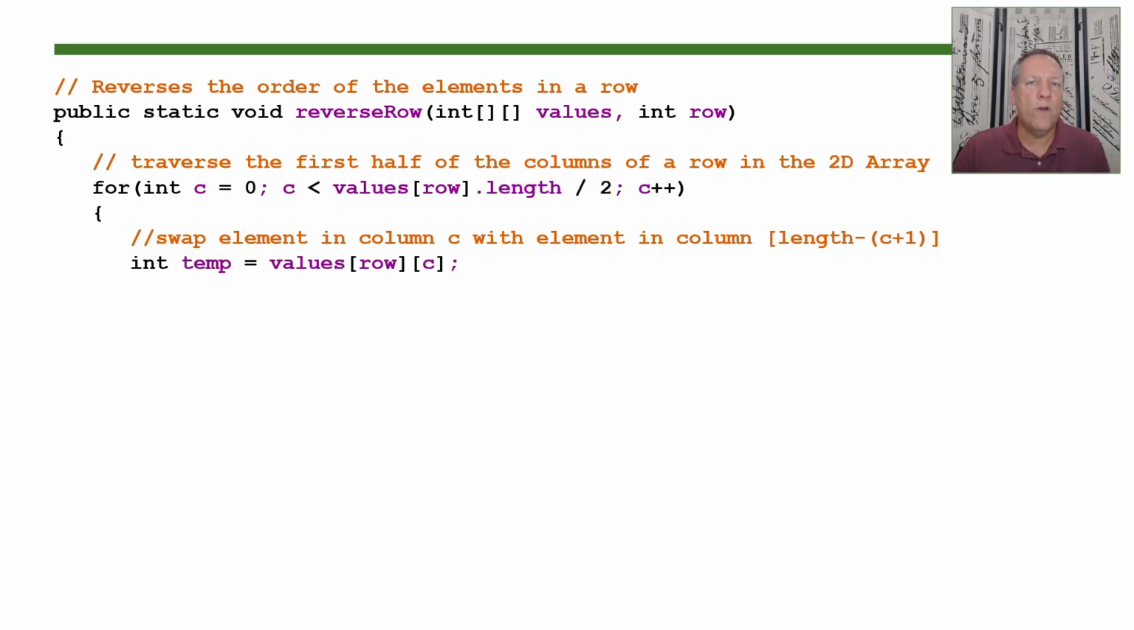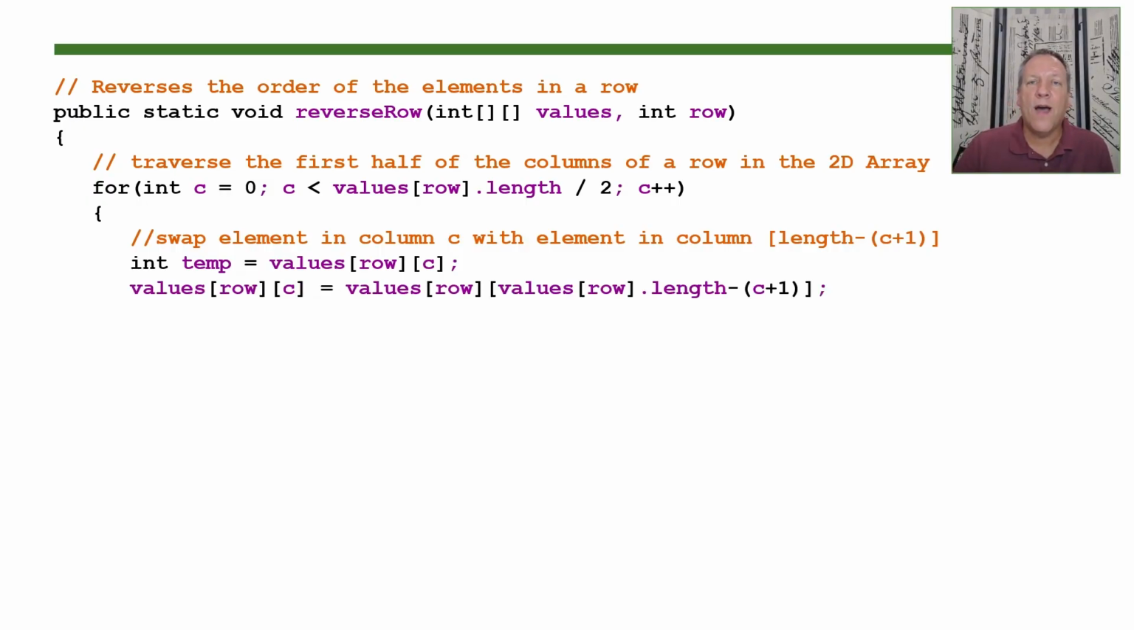First, we'll need to create a temporary integer to hold the original value in column C, of course, all within the same row. Next, we'll assign the value from column length minus C plus 1 to the position row and column C. And then to complete our swap, we'll assign our temp variable to the column length minus C plus 1. And then we continue our loop until we've traversed half of our row and swapped all of the corresponding elements. And that's it. Our algorithm's complete. We've reversed an entire row of our 2D array. How'd you do?